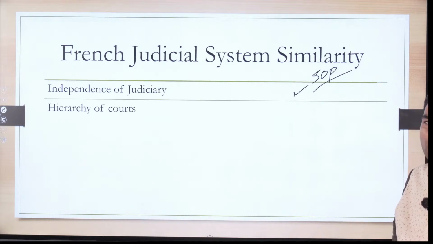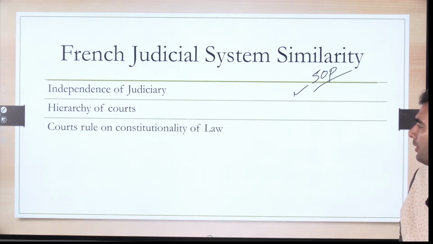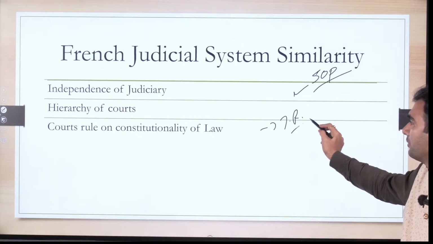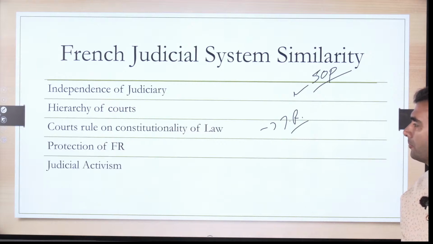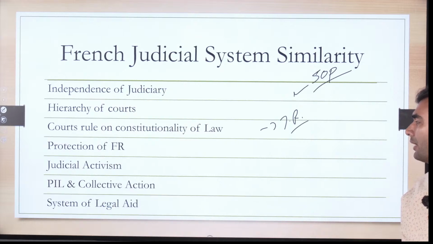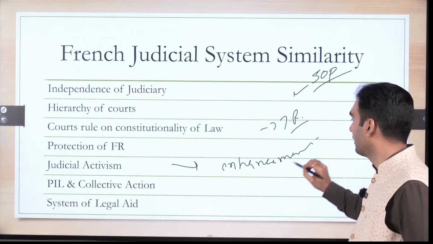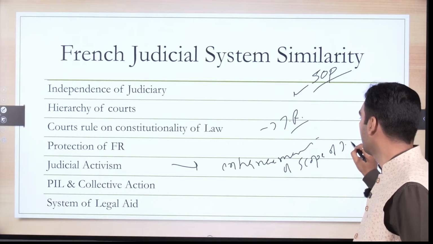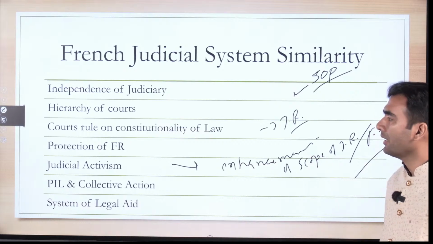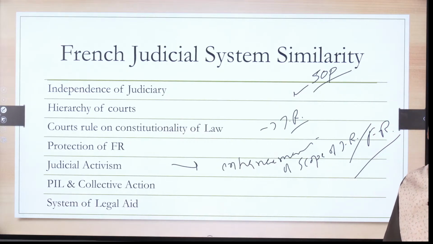There is a hierarchy of courts. There is a three-tier hierarchy there also. Here also we have a three-tier hierarchy. And there is also an element of judicial review. There is protection of fundamental rights. There is judicial activism. There is PIL and collective action, that is a system of legal aid. So these are the things that we have discussed. Judicial activism is there also, leading to enhancement of the scope of judicial review or fundamental rights. The meaning of fundamental rights is being broadened there also by using judicial activism.